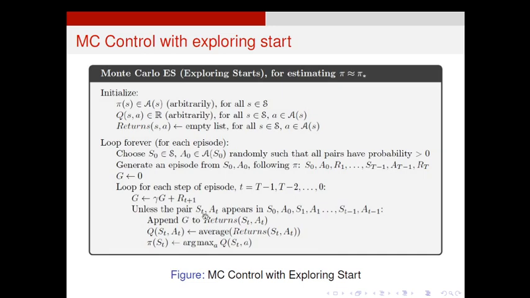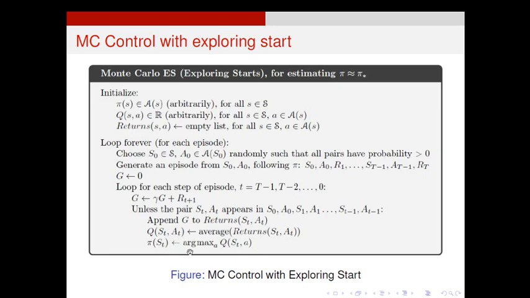Then this is the first visit algorithm. That is why, unless the pair ST, AT, the state ST and action AT at ST, appears in the list, that means this is a first visit. Append G to Returns of ST, AT. The real meaning is just add this return into a particular cell associated with this action AT at ST. Then Q of ST, AT is the average of returns of ST, AT. We calculate the state action value as the average of these returns.